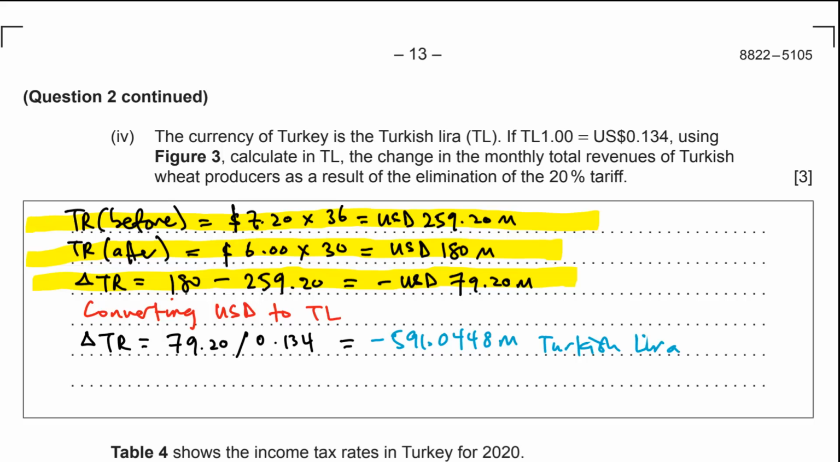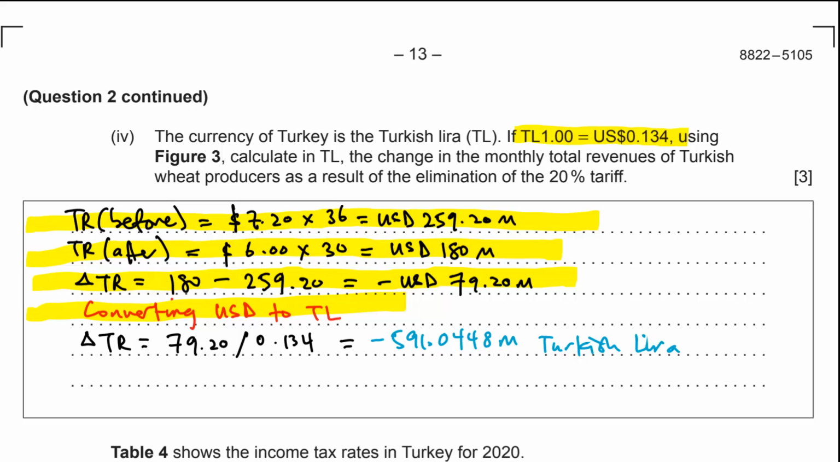Now, we're not quite there yet. We still have to calculate the change in Turkish lira. As a last step, we have to convert these US dollars into Turkish lira. So 79.2 million US dollars. How do I do this? One Turkish lira is equal to 0.134 US dollars, or 0.134 US dollars is equal to 1 Turkish lira.